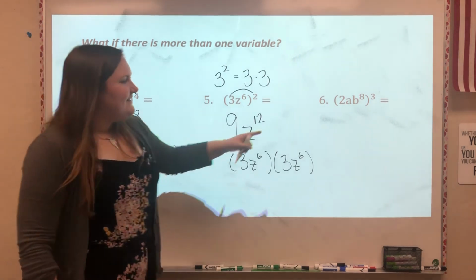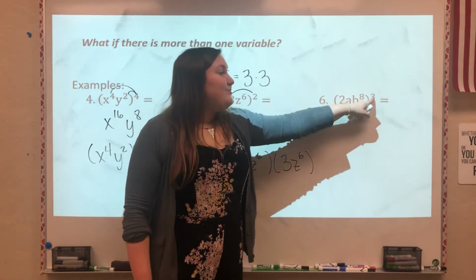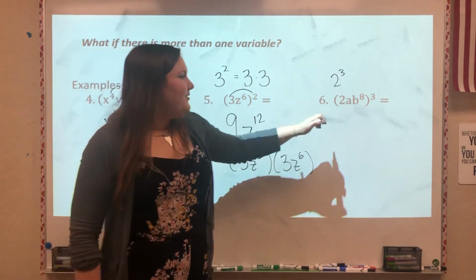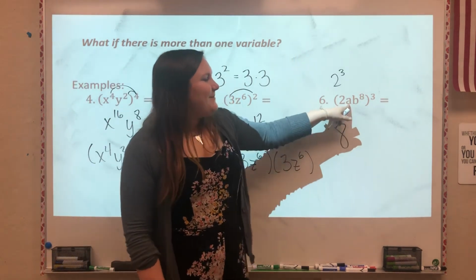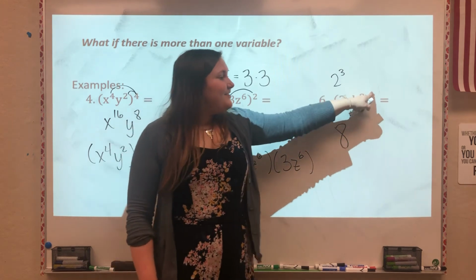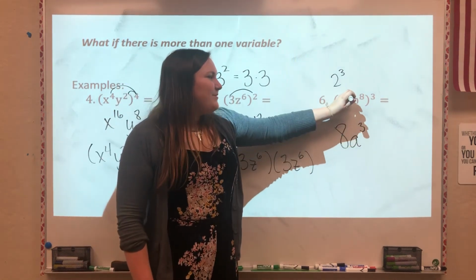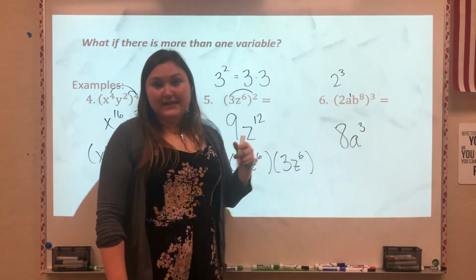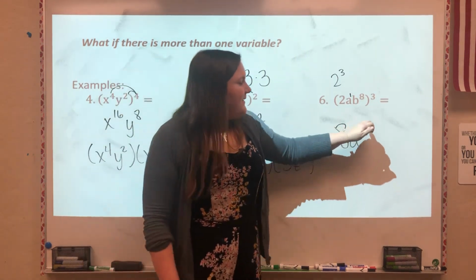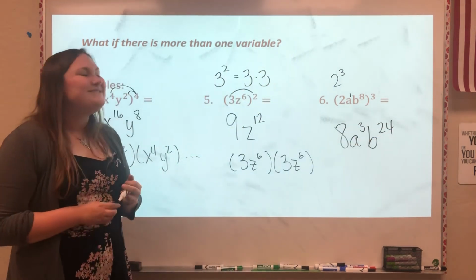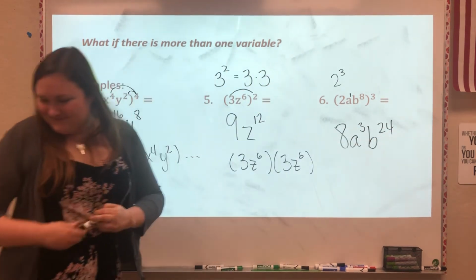Number 6, similar to this, says 2 cubed. 2 cubed means 2 times 2 times 2, which is 8. Don't forget about that a there. This says a cubed, which is literally a cubed. Remember, there's that exponent 1 there. 1 times 3 gives you 3. And then for your b, we multiply 8 times 3, and we get b to the 24th power.